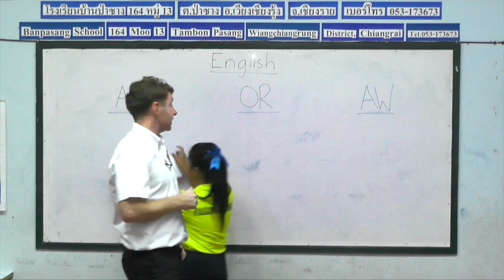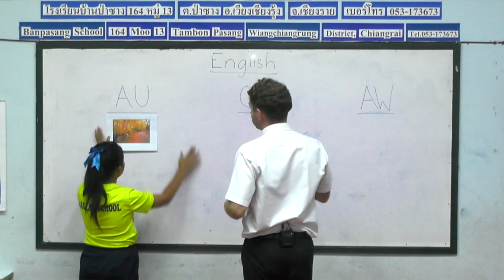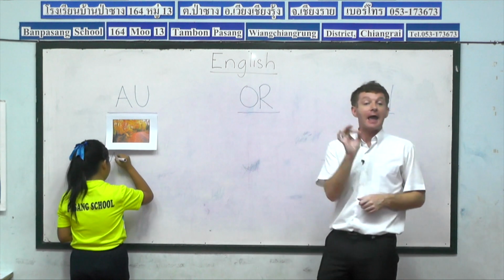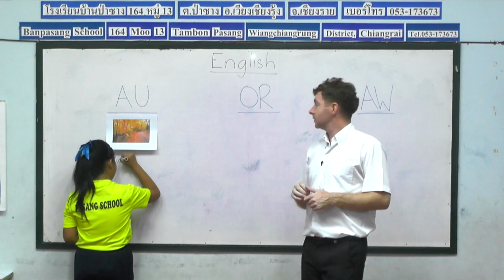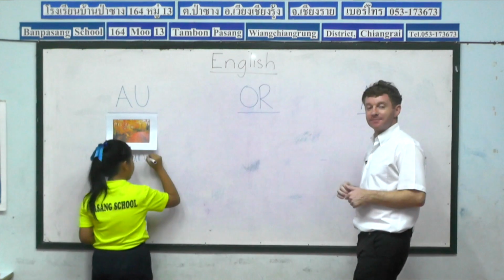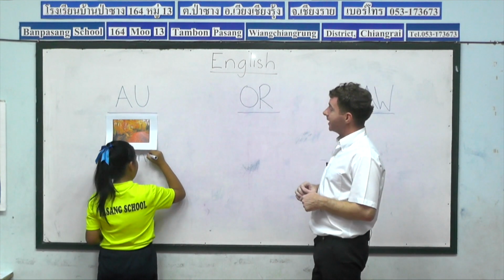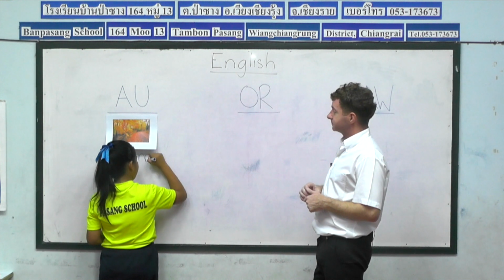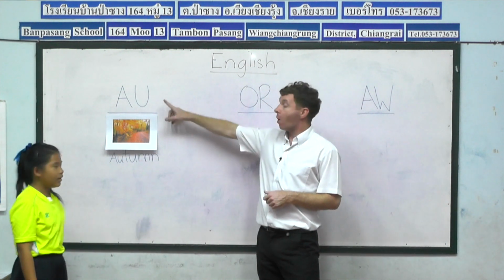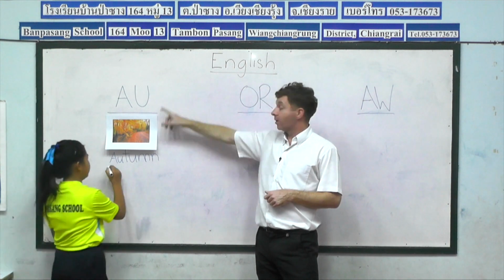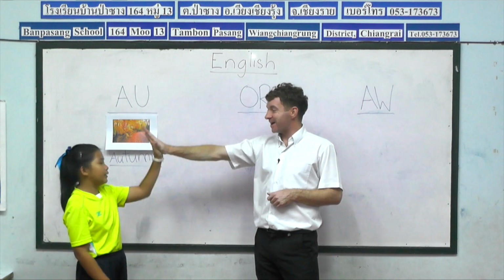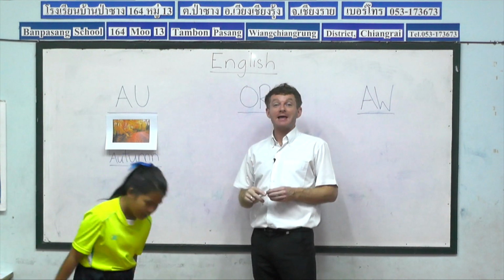AU. Excellent, Lakgao. So we can place the picture there and then help Lakgao to spell the word together. AU. N. Perfect. MN. Perfect, Lakgao. So we can say, or, autumn. Lakgao, that's brilliant. High five and a big round of applause for Lakgao, please, guys.